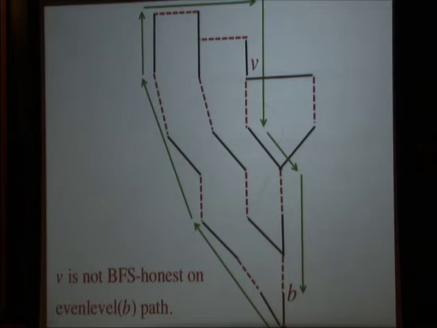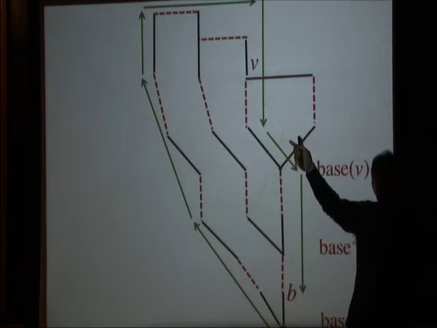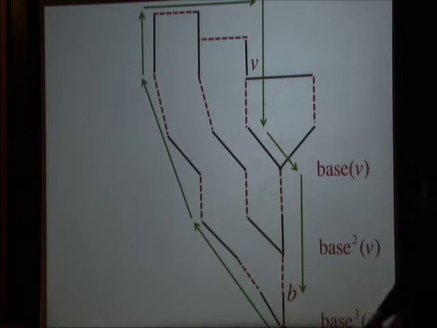Look at this green marked path. The base, base square, and base cube of V occur on this path as well. This is not a path to V. This is a path to B. V happens to lie on it. V is not even breadth first search honest on this path. And yet all its iterated bases occur on the path.